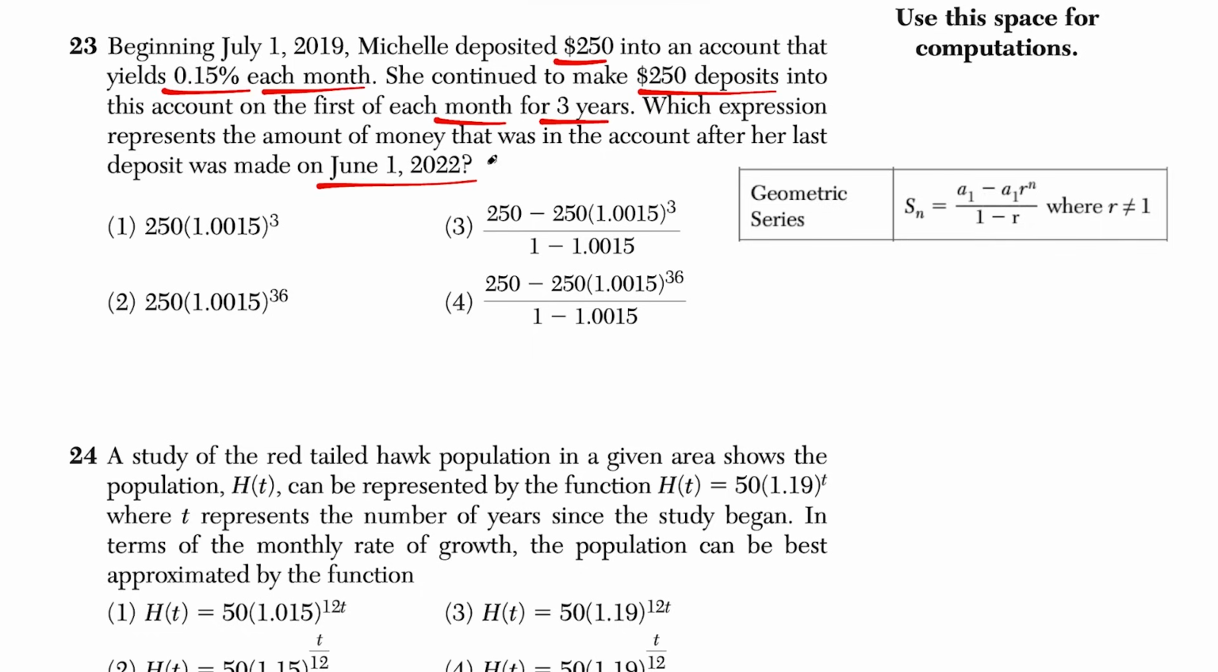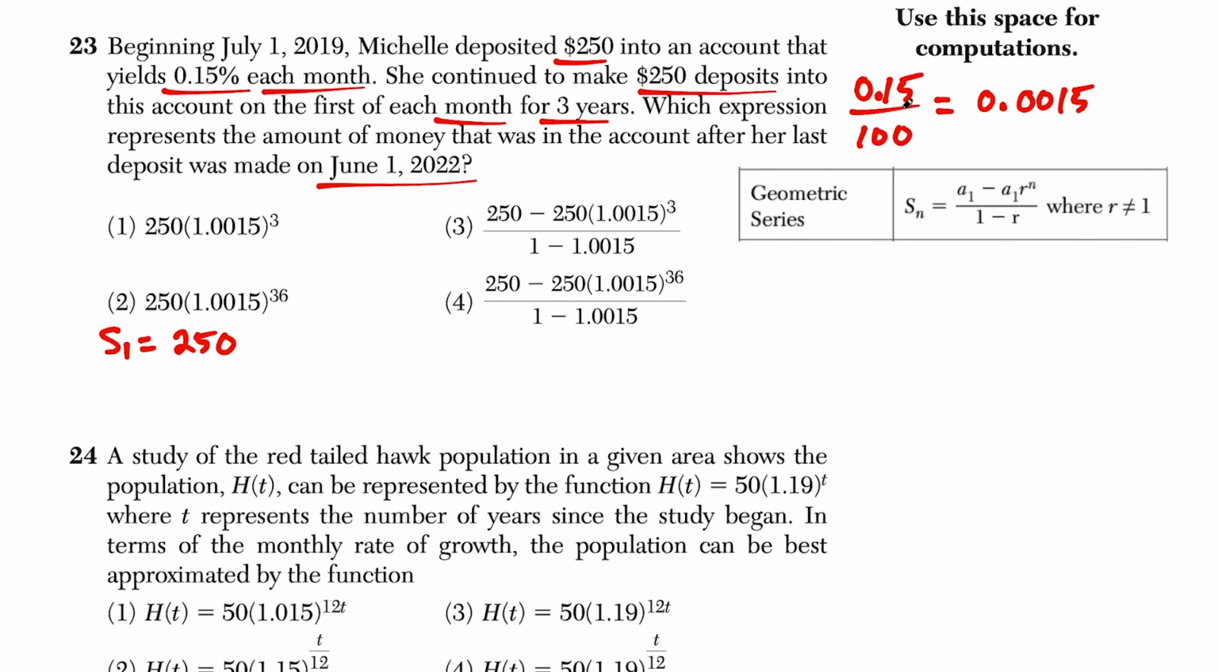So here what we want to do is think about what's going on here. We're looking at Michelle's account, and she starts off here just by depositing $250 in the account. And this account is earning 0.15% each month. So 0.15% is the same thing as 0.15 over 100. And this would expand to 0.0015. I could just move this decimal 2 places to the left.